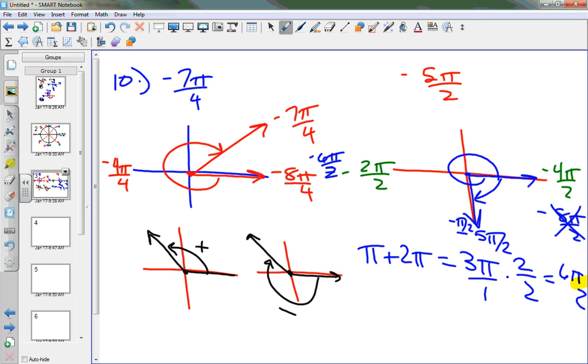Right? Because you started at 0. Negative pi over 2, negative 2 pi over 2, negative 3 pi over 2, negative 4 pi over 2, negative 5 pi over 2, negative 6 pi over 2, negative 7 pi over 2, negative 8 pi over 2, negative 9 pi over 2, negative 10 pi over 2, negative 11 pi over 2, negative 12 pi over 2. You can keep going and going and going. Okay?